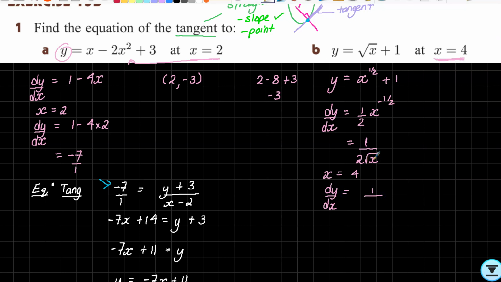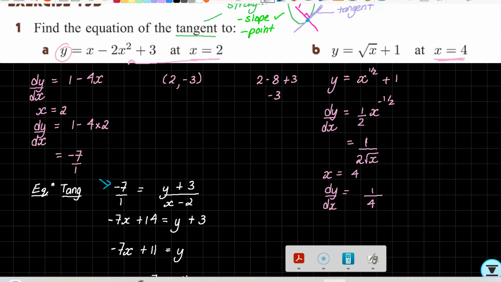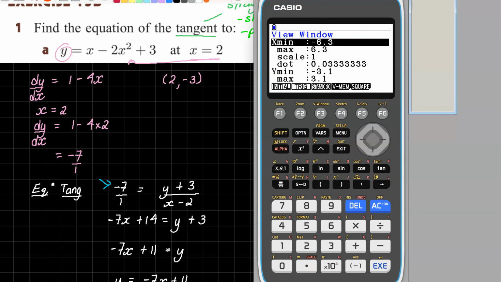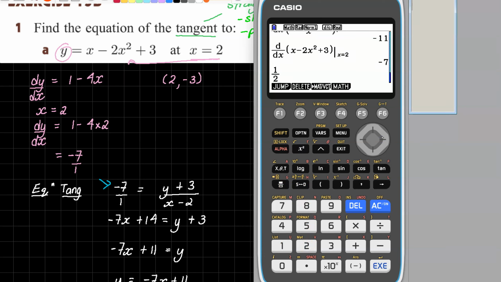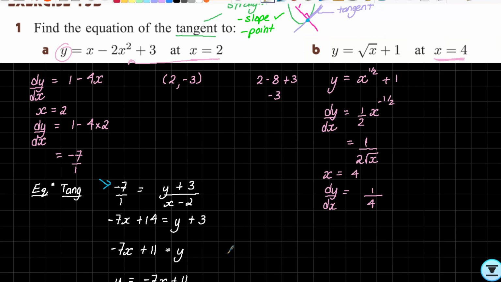Okay, again, if you're concerned, you can pop it in here. So 1/2 x to the minus a half. It was a half times x to the minus a half. So our x value was 4 to the negative 0.5. My pen is having issues. Times 4 to the negative 0.5. And you get 1/4 just like we got here. So we've got our slope. Remember, we need a slope and a point.